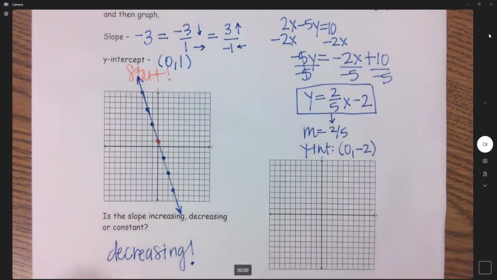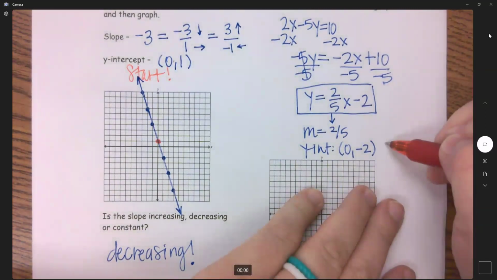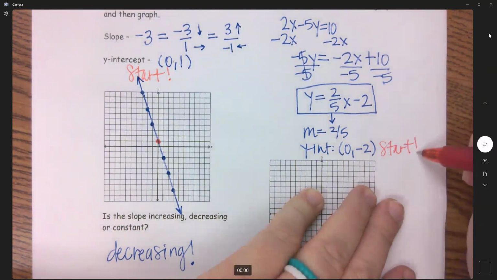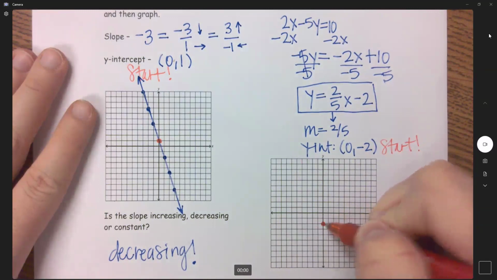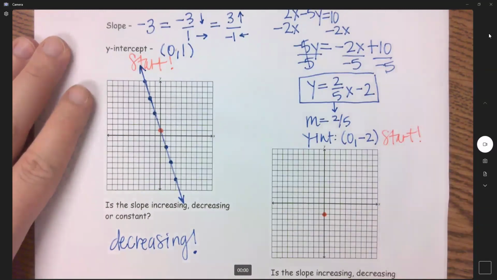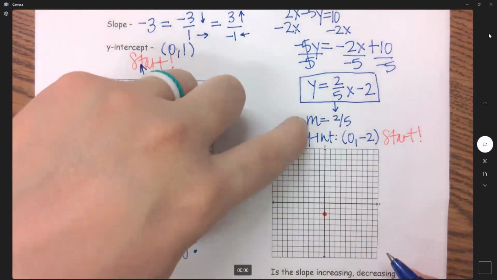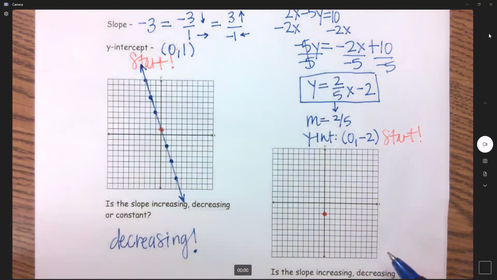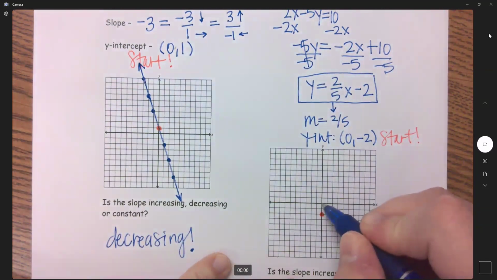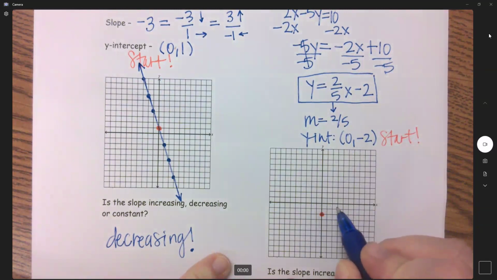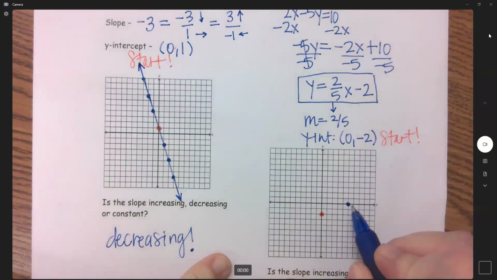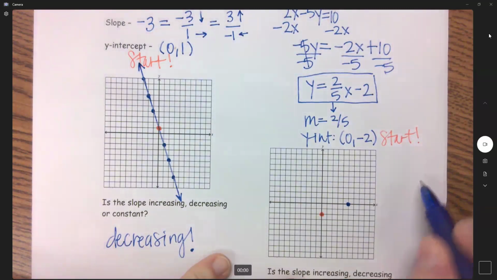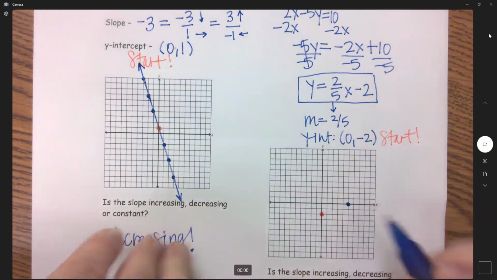Okay, so now let's graph. When we graph, we always start with that y-intercept. So we're at 0, negative 2 right here. And then use your slope. If it's 2 over 5, rise over run tells me I'm going up 1, 2 and running 1, 2, 3, 4, 5. This is all you need to be able to plot. You can put your ruler right in between and draw your line, but I'm going to go as far as I can in both directions.